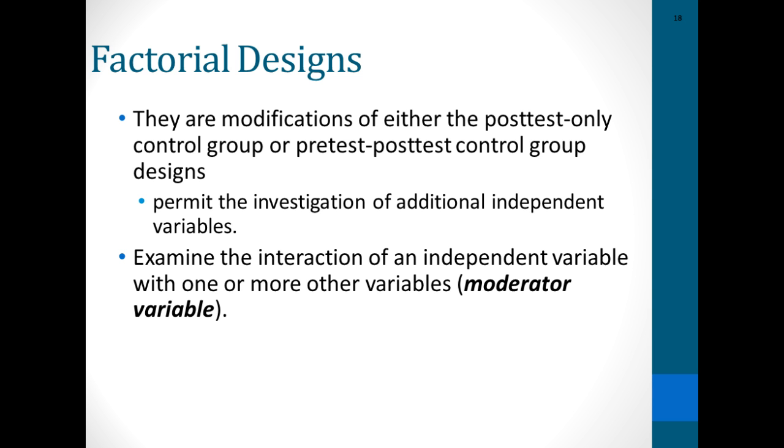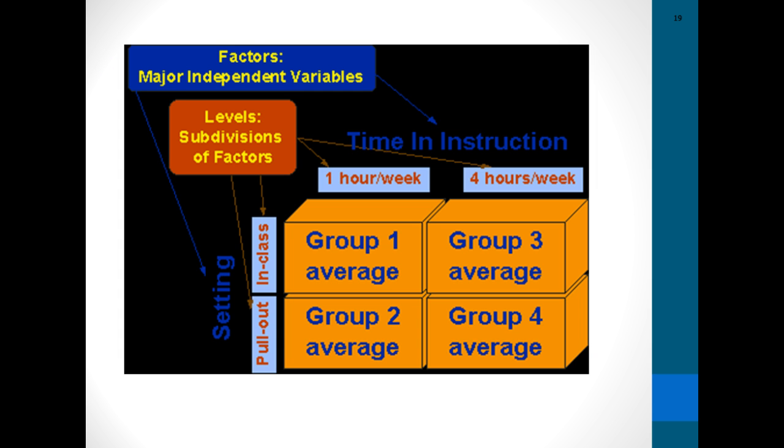And so those are called the moderator variables, if you remember back to like week 2 or week 3 when we talked about variables. So here's a picture, or a graphic, of what a factorial design might look like. And essentially a factor is just the major independent variables in the study. So in this case, let's say that you wanted to vary the amount of time students received small group instruction, right? So you might say, okay, I want to look at not just the amount of time that they receive the instruction, but I'd also like to take a look at the setting, right?